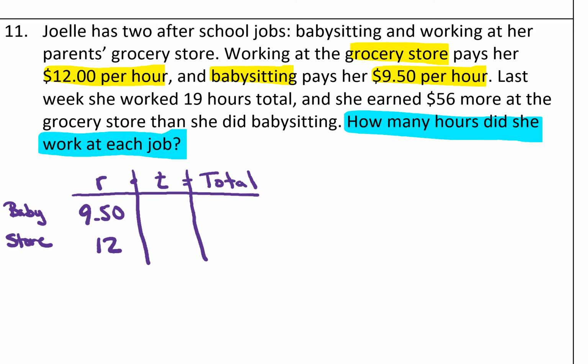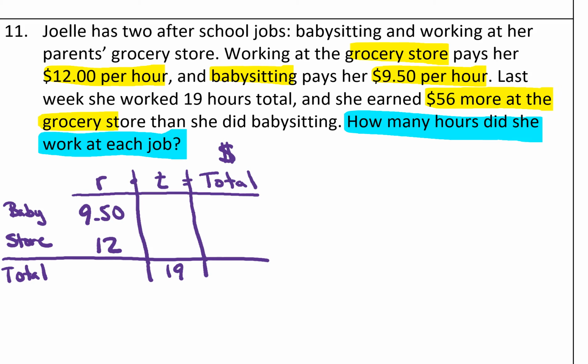Now it says last week she worked 19 hours total. So again, we have a total down here. We know the total amount of hours she worked was 19, which means we're going to have to figure out our times. And then it says she earned $56 more at the grocery store than she did babysitting. So this total is your total money. We're going to have to come back to that one in just a second.